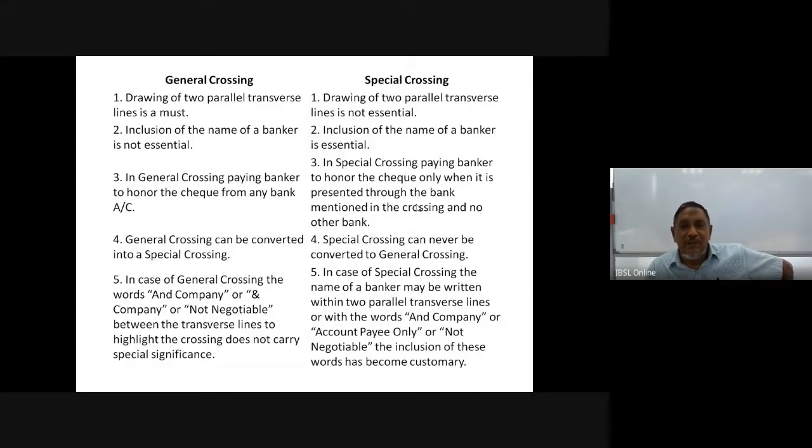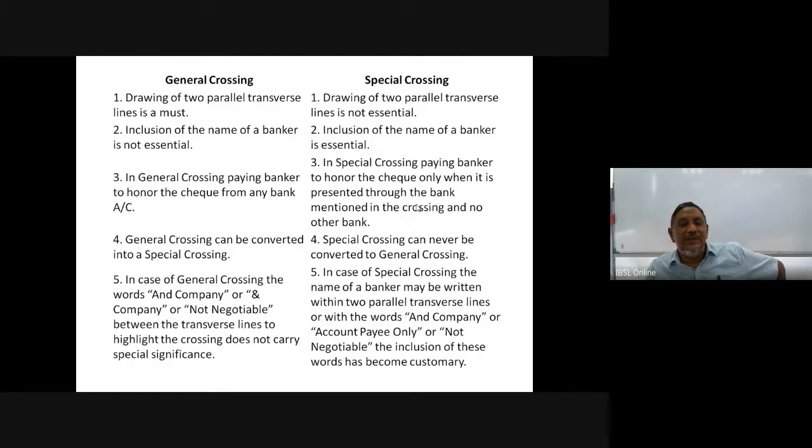In special crossing, the paying bank will honor the check only when it is presented through the bank mentioned in the crossing and no other bank. Right? So the collection should be only from the bank named in the check. A general crossing can be converted into a special crossing. A special crossing can never be converted to a general crossing. It can't be converted into a general crossing.